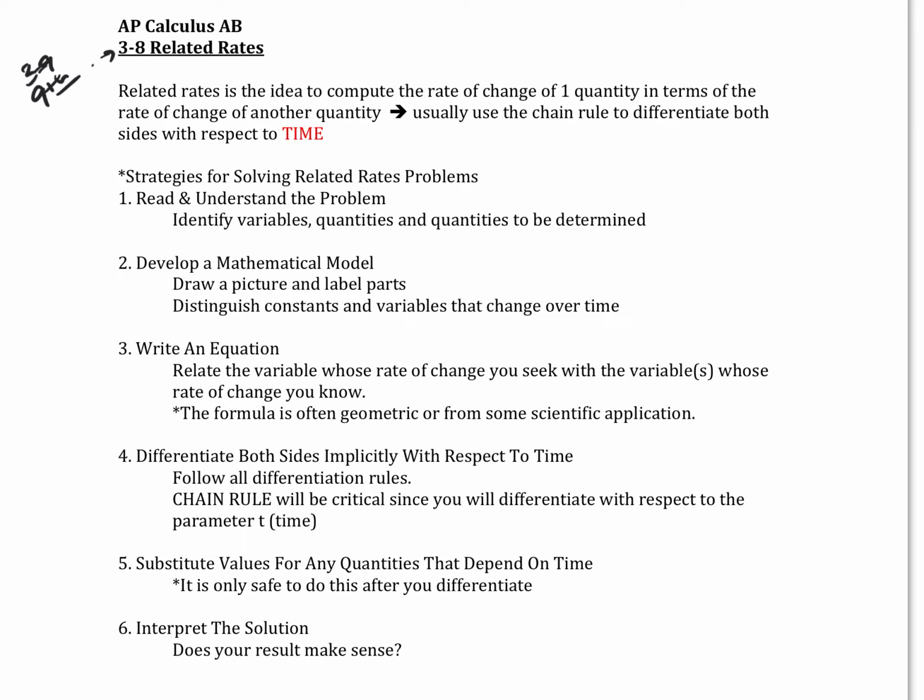Here we go. Related rates is the idea to compute the rate of change of one quantity in terms of the rate of change of another quantity. Whoa. The rate of change of one quantity in terms of the rate of change of another quantity. So there's more than one thing changing. So usually the chain rule to differentiate both sides will be used, and we differentiate it with respect to time. Now, did I say there's more than one thing changing? Guess what? We're going to differentiate implicitly.